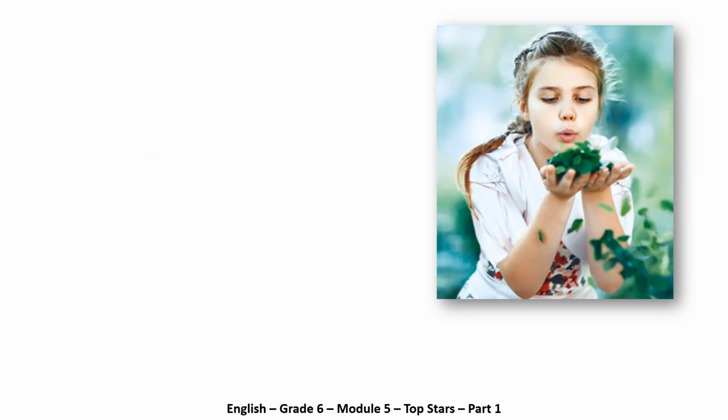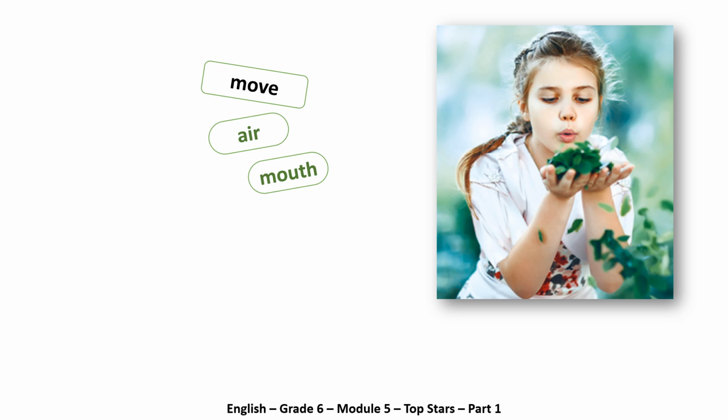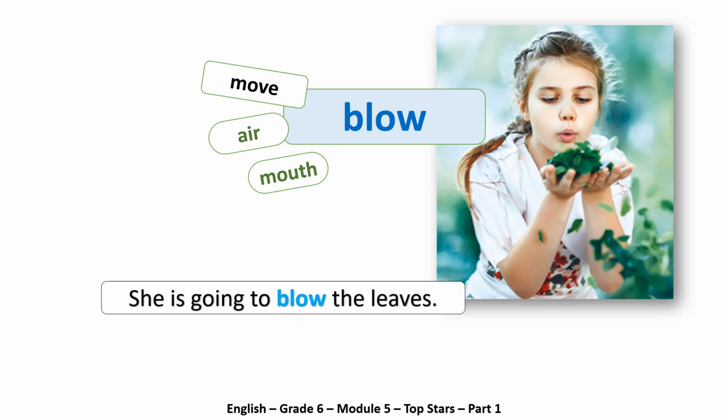Look at this cute girl. What is she trying to do? She's trying to move the leaves. How? By forcing air out of her mouth. So what do we call this action? We call it to blow. For example, she's going to blow the leaves. Repeat after me. Blow.